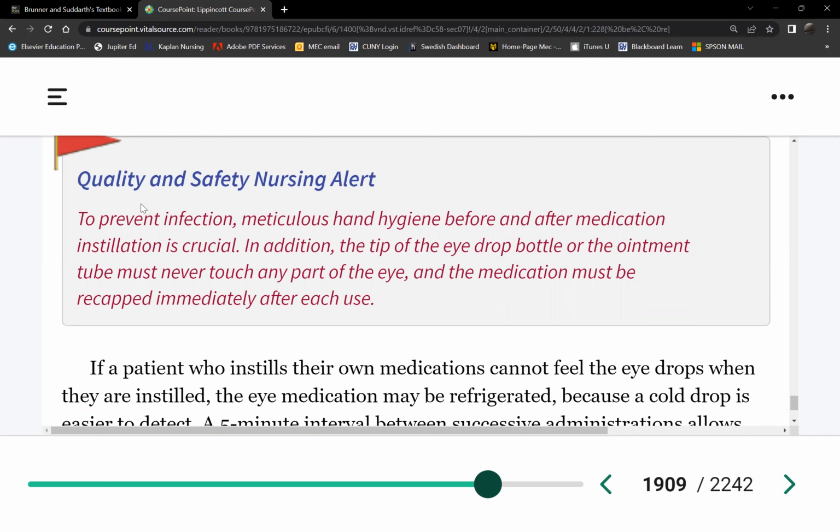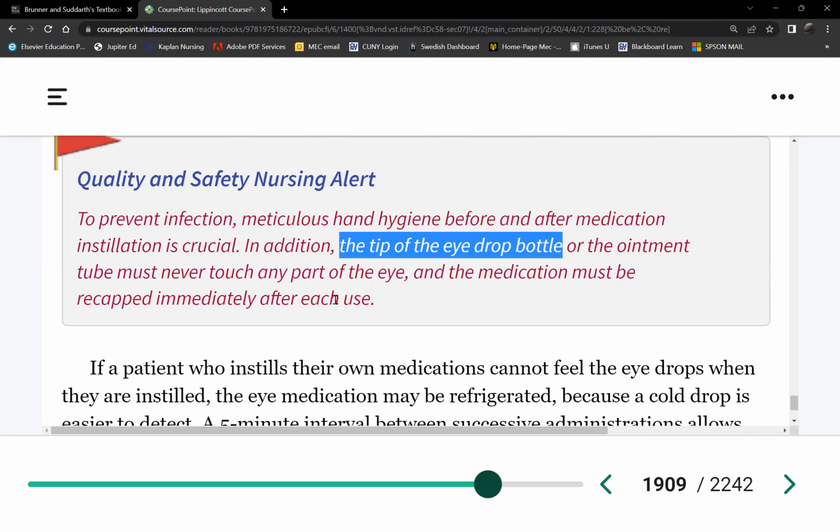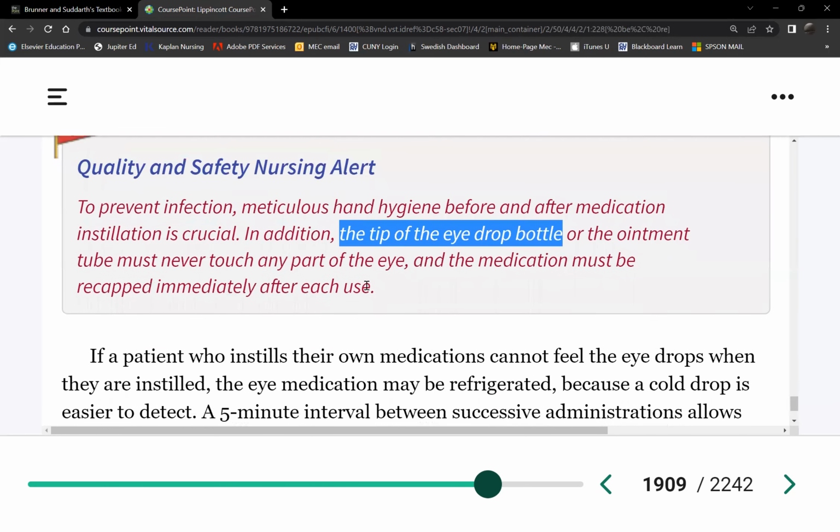Here's safety. This is both for the nurse and the patient. Wash your hands. The tip of the eye drop bottle must never touch anything. If it does, then make sure you disinfect it right away. You can wipe it with alcohol and let it dry before you cap it. Because of this, can you let patients share eye drop medication? No, because you never know if it has touched the eyelids, especially with the elderly. They have poor dexterity, so of course they're going to contaminate the bottle.